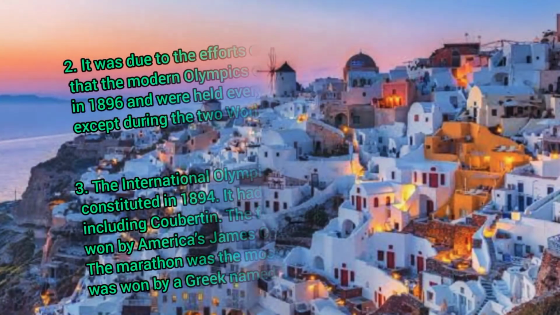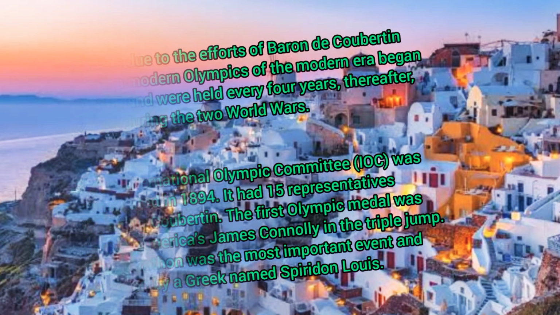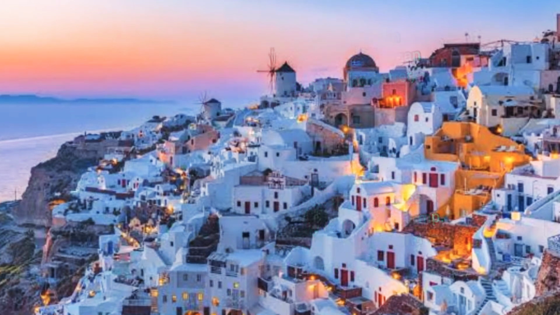It was due to the efforts of Baron de Coubertin that the modern Olympics began in 1896 and were held every 4 years except during the two world wars. The International Olympic Committee was constituted in 1894. It had 15 representatives including Coubertin. The first Olympic medal was won by America's James Connolly in the triple jump. The marathon was the most important event and was won by a Greek named Spiridon Louis.